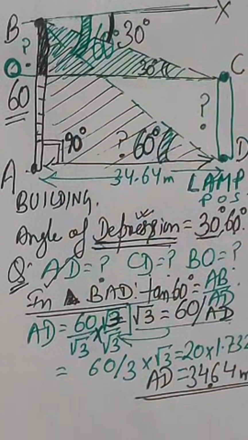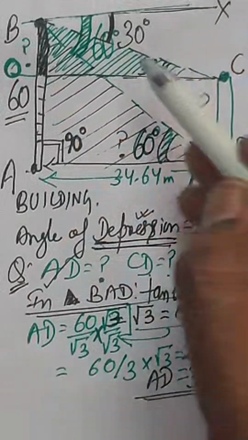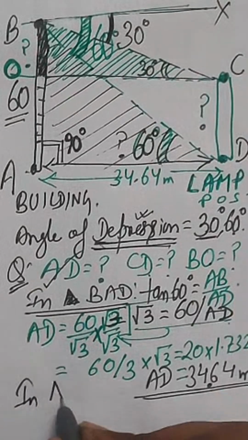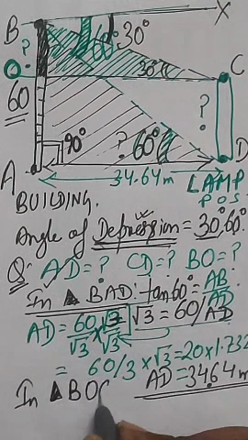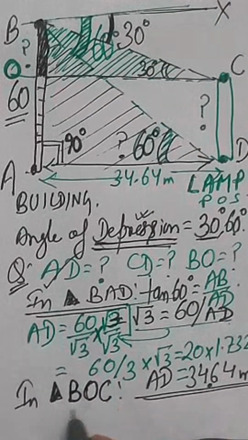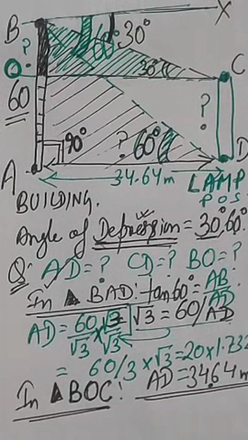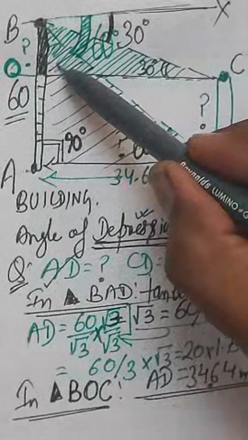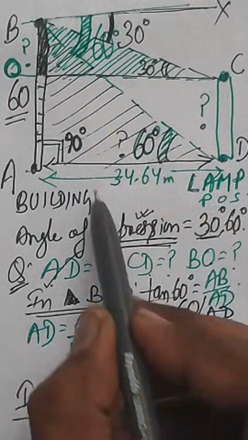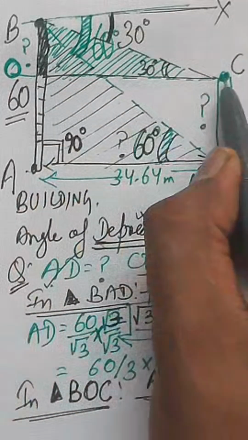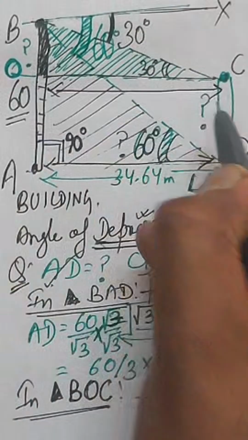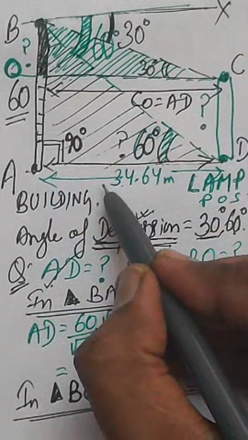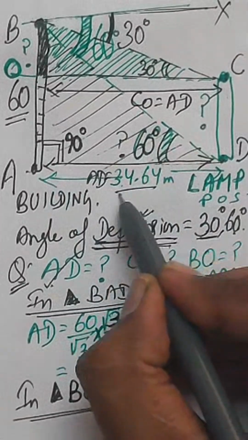So in this triangle, that means in triangle BOC, what happens? In triangle BOC, tan 30 degree is BO by CO, and CO is nothing but AD. You can see this is AD and this is CO. So this CO is equal to AD, and the length of AD is already calculated, that is 34.64 meter.